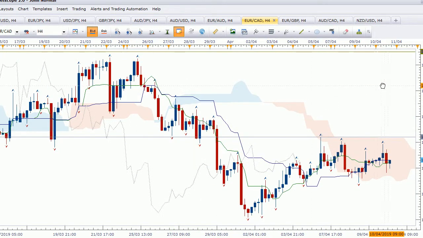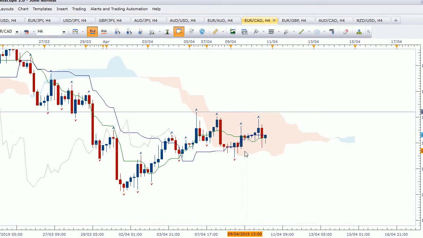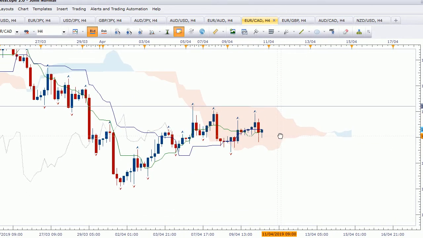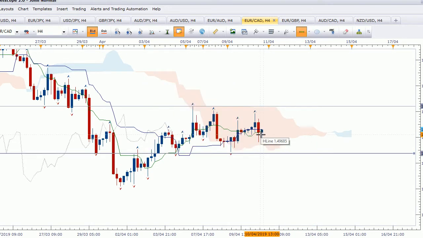Euro CAD, nothing at all. We're not at any level or anything. Chikou's mixed in with the price. The TK cross, we've had a bearish cross there. Now it looks like we're getting a bullish cross again. We've got a bullish future. So again, not a lot going on on that pair. Ranging again, and we're between the range. We're between these levels. See that?